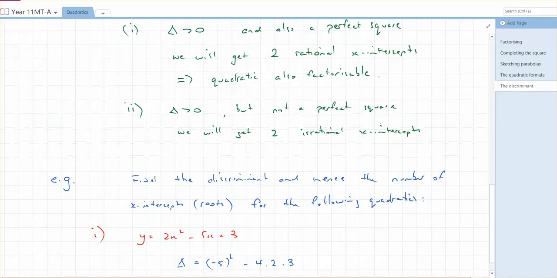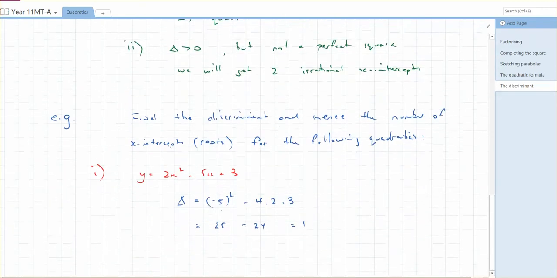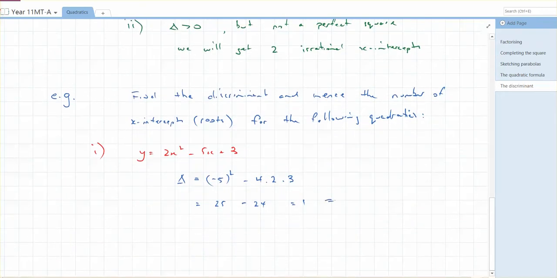So it's greater than 0, and it's also a perfect square. So we're going to get 2 rational x-intercepts from this. 2 rational roots, it's quicker, and rational gives us a bit more information. So 2 rational roots from part 1, and that's all. We're not finding out actually what the roots are, we're just finding out the nature of them, the type of solutions that we get.